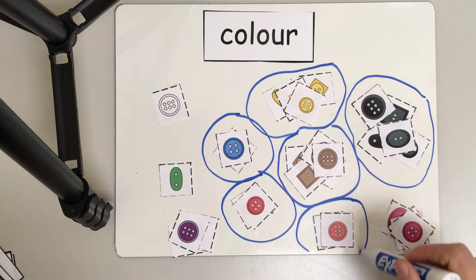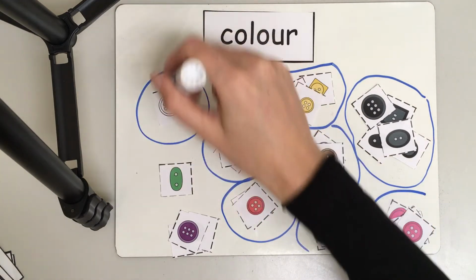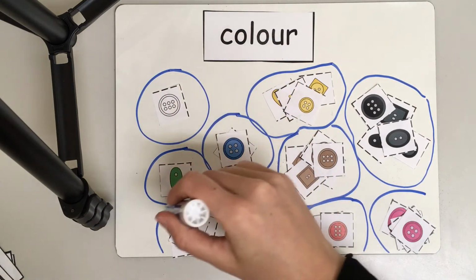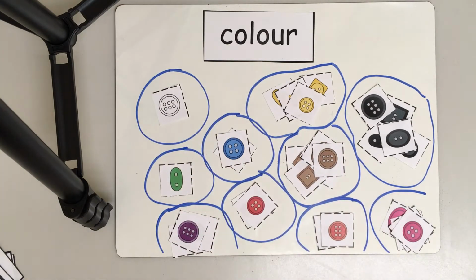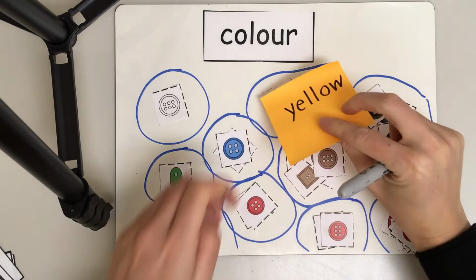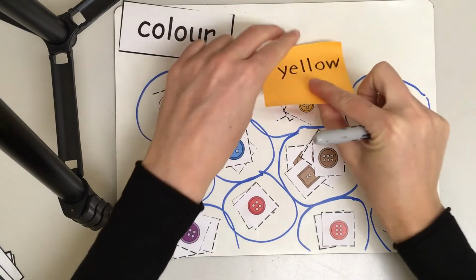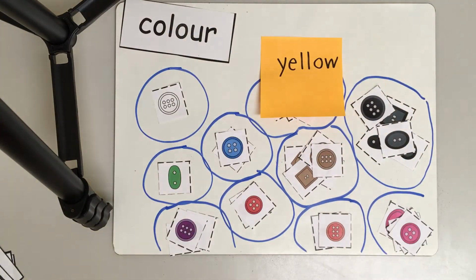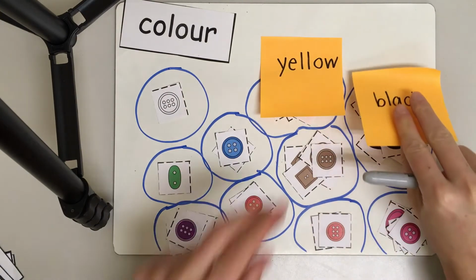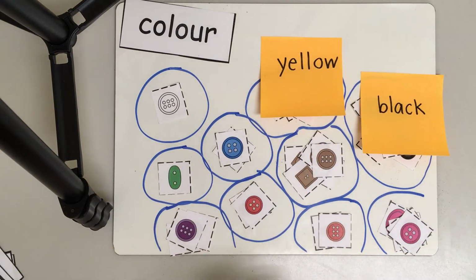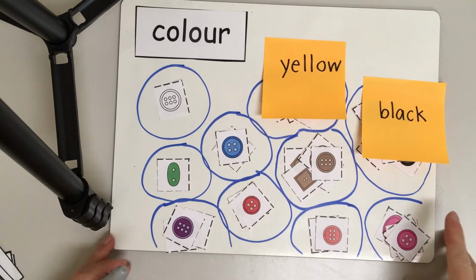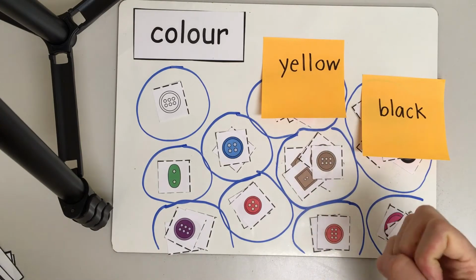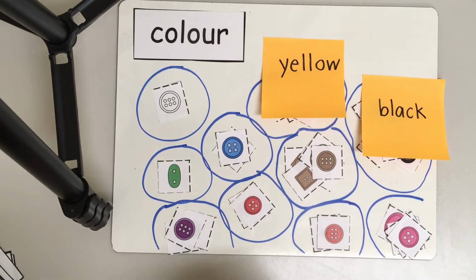I'm going to give each group a name. So, for example, I will call this group yellow. That's my yellow group. This group will be called black. Remember, I'm only paying attention to color. I can continue going through this process by saying how each group of buttons is the same. I'm using color words to describe them.